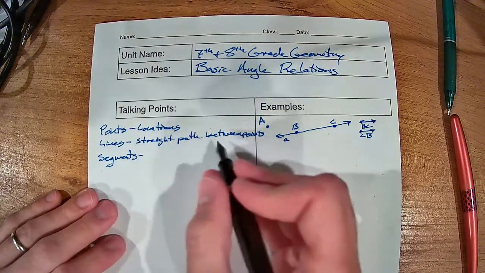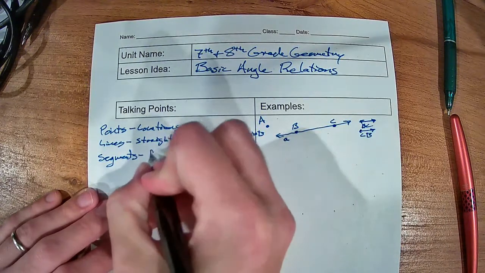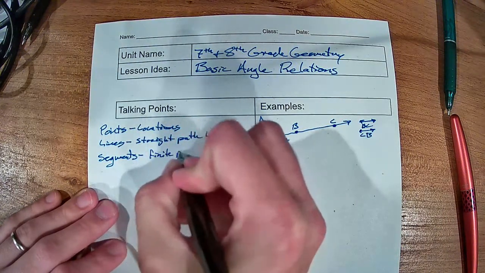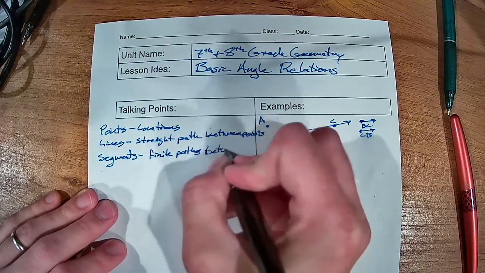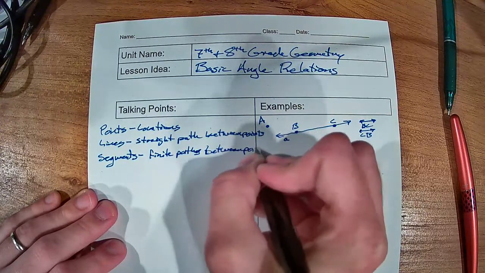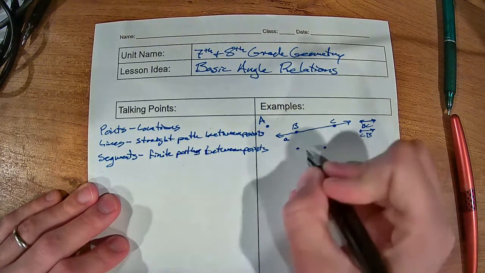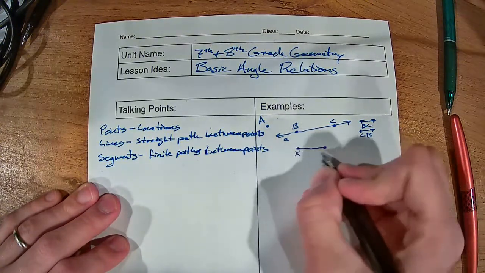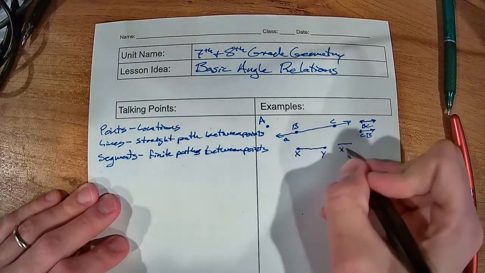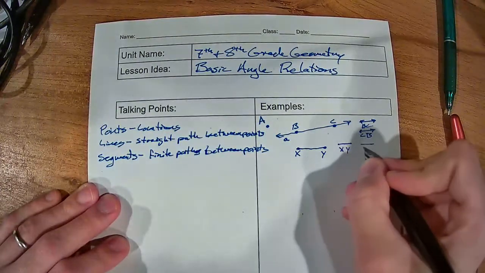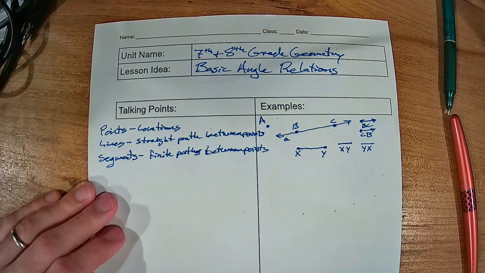Segments are simply the straight paths between points that don't continue on in opposite directions. So in other words, they're finite paths between points. So for example, I could talk about a segment, let's draw one in here, X, Y. And the symbol for that is just a bar, no arrows. And we could talk about segment XY, or we could talk about segment YX. Again, the order, so to speak, does not matter.